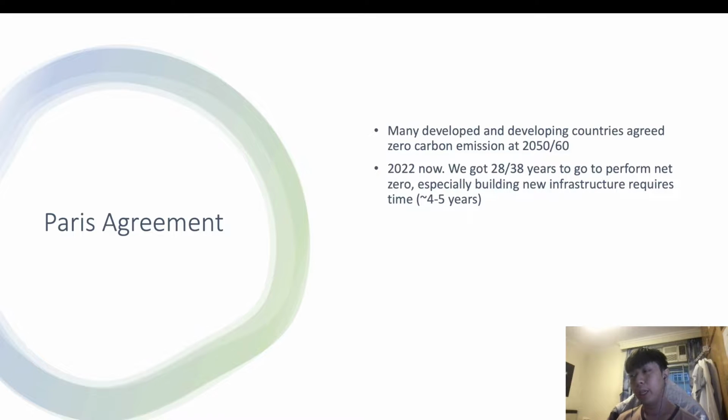Do we still have a long period of time to perform it? I don't think so, especially if you build a new infrastructure, it requires time for planning, construction, advising, and agreement by different stakeholders. It requires 4 to 5 years at least. But if you say it's very urgent, I think we still have some time for it.